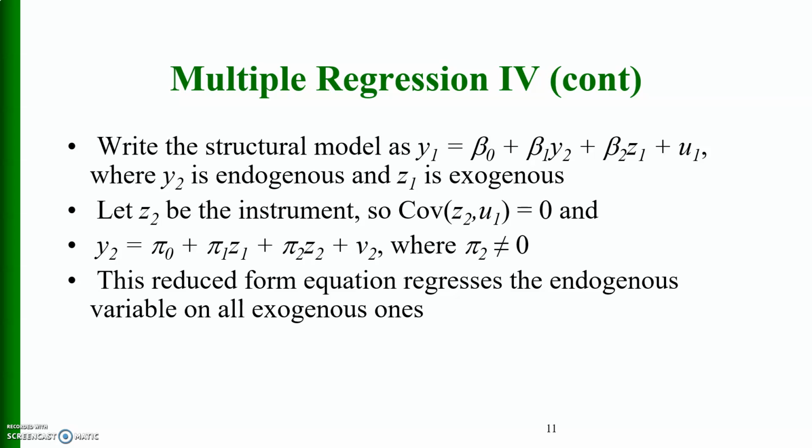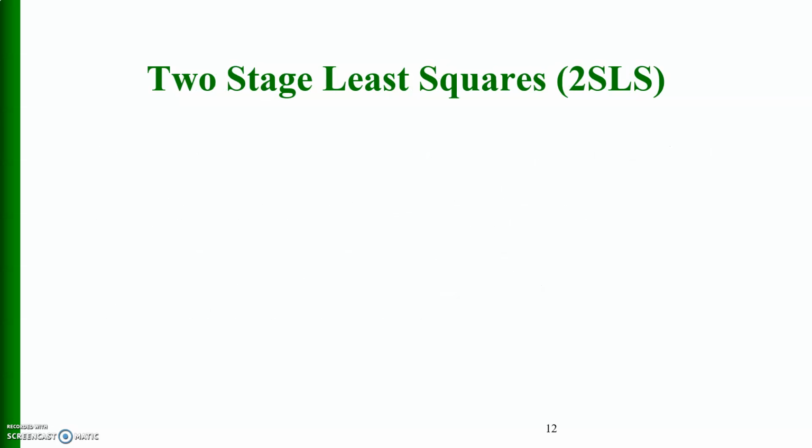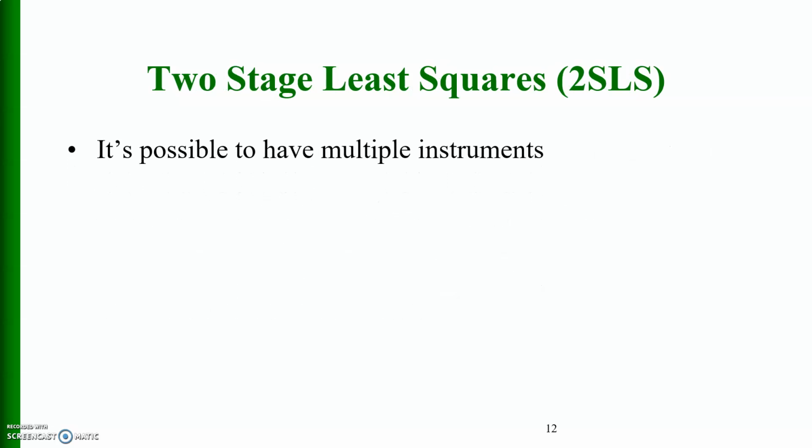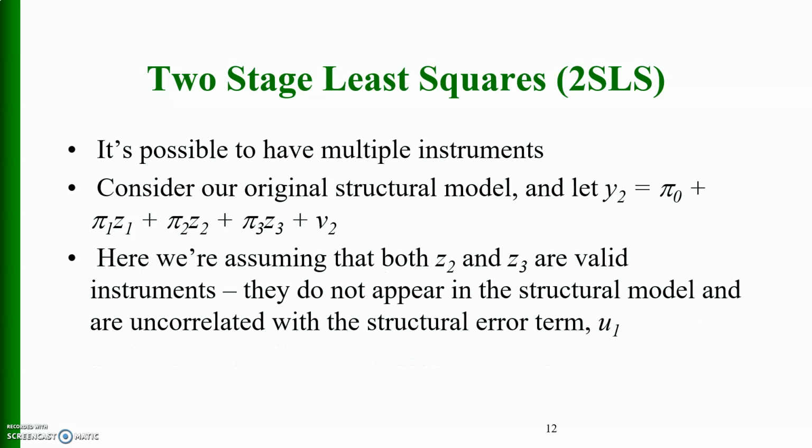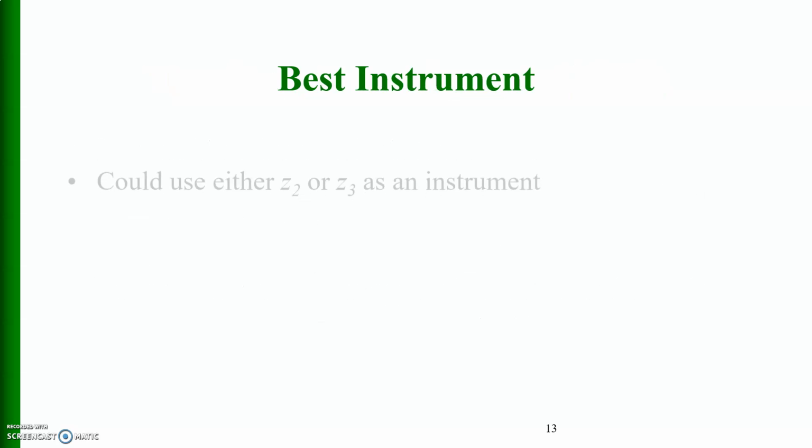This reduced form equation regresses the endogenous variable y2 on all exogenous variables. It is possible to have multiple instruments, and we can consider our original structural model and let y2 equal pi naught plus pi 1 z1 plus pi 2 z2 plus pi 3 z3 plus v2. Here we are assuming that both z2 and z3 are valid instruments. They do not appear in the structural model and are uncorrelated with the structural error term u1.